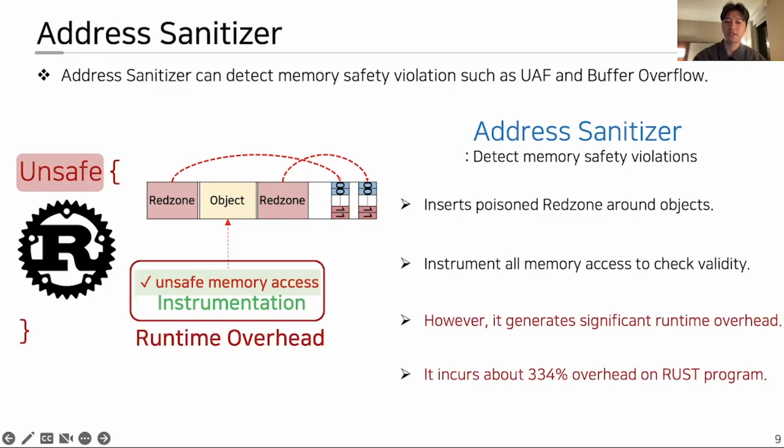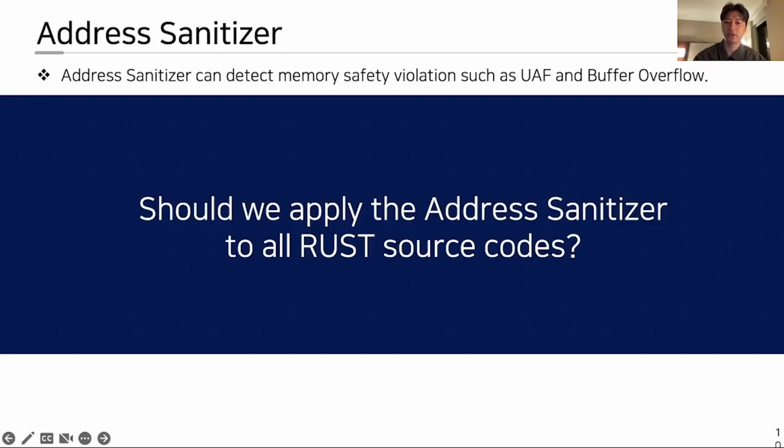However, the existing Address Sanitizer was designed without consideration for the nature of Rust memory errors. Even though most source code is protected by Rust safety rules, Address Sanitizer instruments all source code without consideration of Rust safety policies. So its runtime overhead is known to be substantial, mainly due to memory access tracking on Rust programs. So here is a question. Should we apply Address Sanitizer to our Rust source code? The answer is no, because most memory accesses are already checked by Rust safety rules.